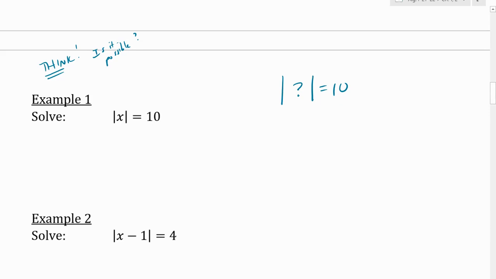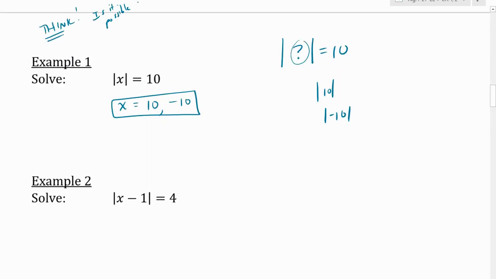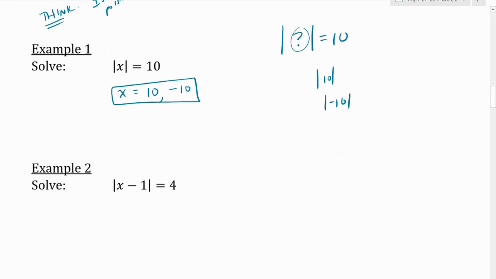Okay. But yeah, it's possible. And then you're just trying to figure out what can go inside here. See how the x is inside those absolute values? You're just telling me what that x can be. If I did the absolute value of 10, I'd get 10. If I did the absolute value of negative 10, I'd also get 10. So the x part of that is either 10 or negative 10.